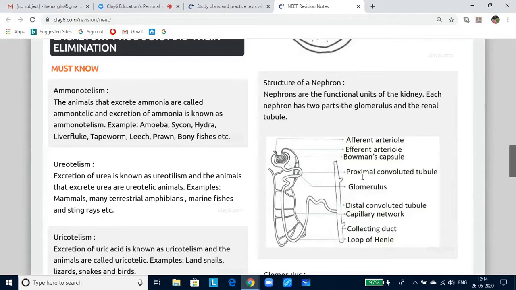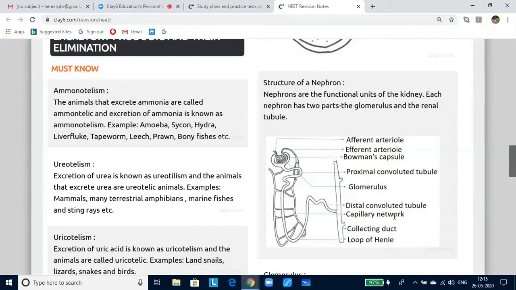Now next look at the proximal convoluted tubule. It is a highly coiled or convoluted tubular structure. It is about 12 to 24 millimeters in length. Almost whole of vitamins, glucose, amino acids, sodium and potassium, etc. are reabsorbed by active transport.